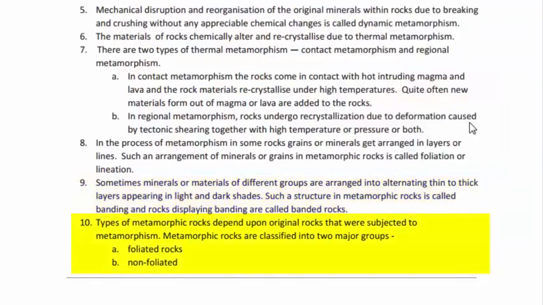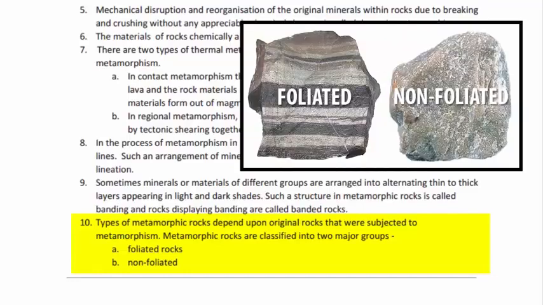Now types of metamorphic rocks depend upon original rocks that were subjected to metamorphism. Metamorphic rocks are classified into two groups, foliated rocks and non-foliated rocks. We have read about what foliated rocks are. So under foliated rocks you will see a nice clear pattern sort of a thing, and then you have a banded rock. But the non-foliated rocks look like this. You'll see random patches of shades. Basically it looks like an ugly rough rock. But you will not at all find any layer. That's how you can recognize foliated and non-foliated metamorphic rock.